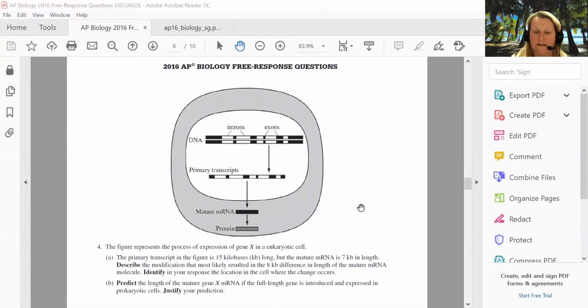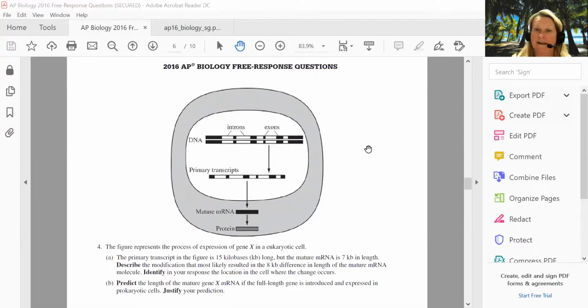And part B, predict the length of the mature gene X mRNA if the full-length gene is introduced and expressed in prokaryotic cells. Now, prokaryotic cells, we're talking about bacteria. They don't have a nucleus. So we take gene X, this right here, and we stick it in a prokaryotic cell. What's going to be the length of the mRNA that the bacteria makes from that?